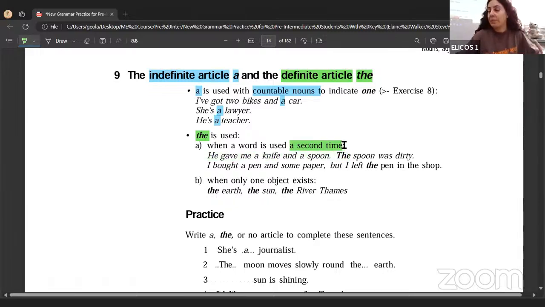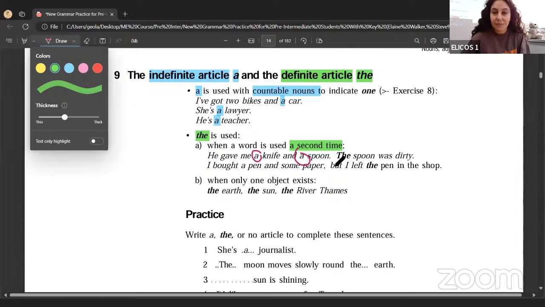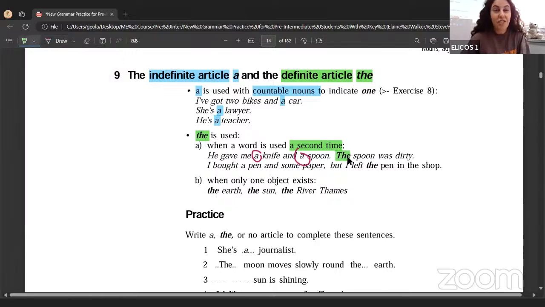So after I've talked about it in general, he gave me a knife and a spoon. So I can see here the general, a knife, a spoon, but then I'm going to be very specific and say the spoon was dirty, because you know which one I'm talking about, because I already mentioned it before.